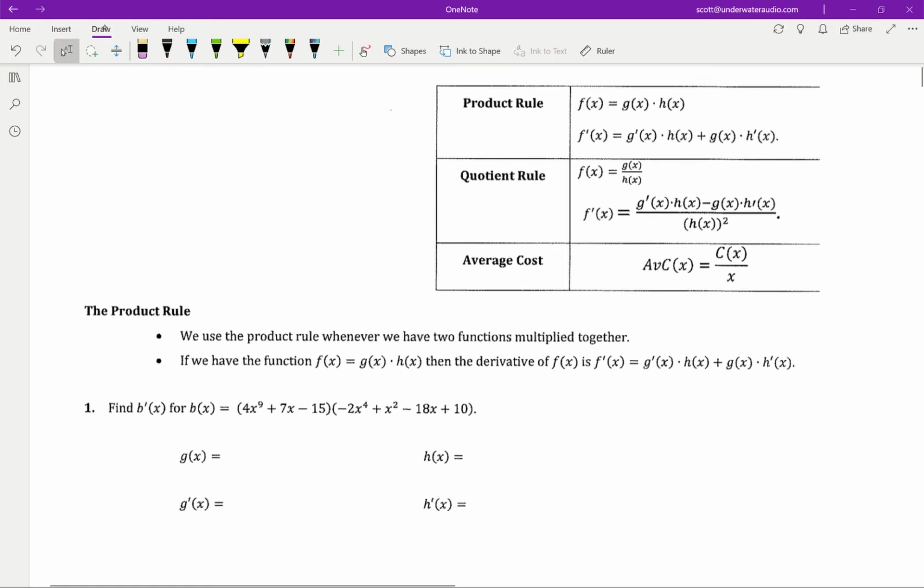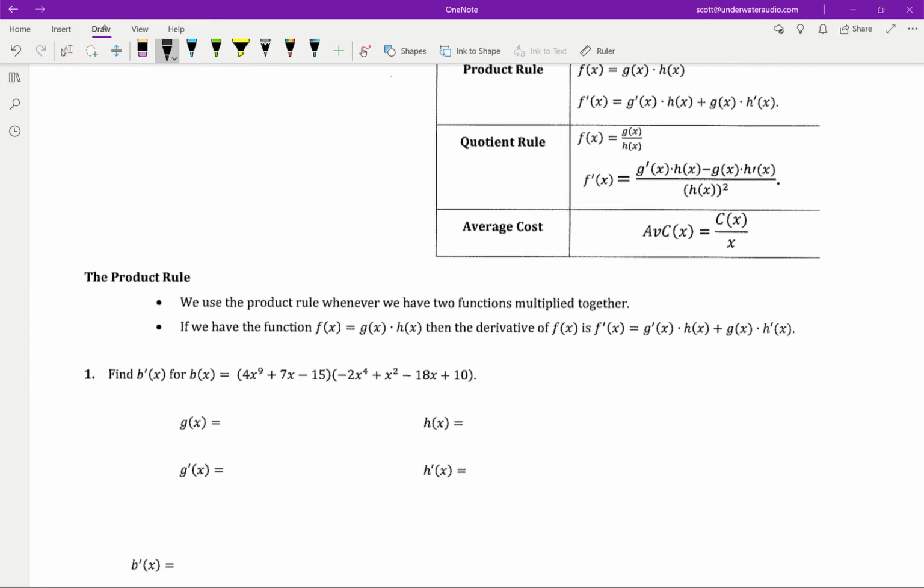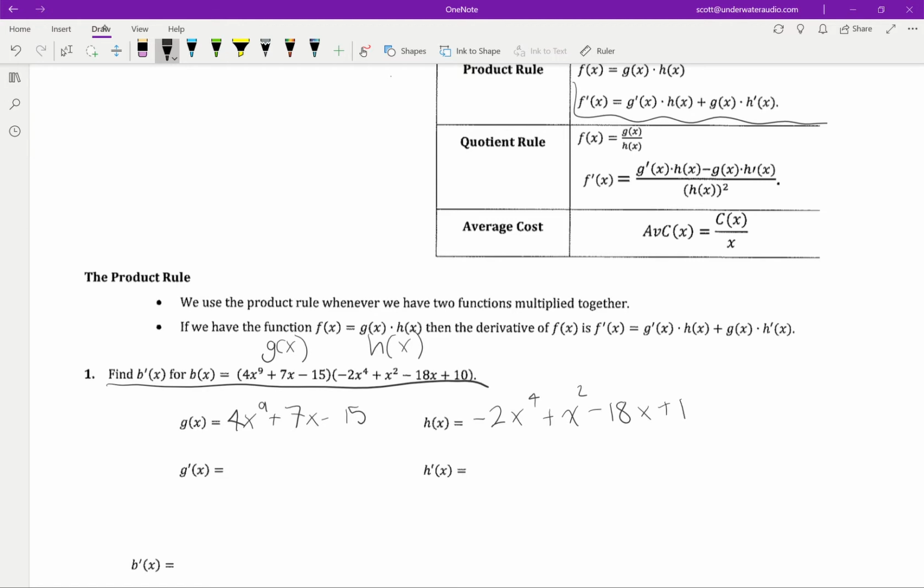So what I mean by that is for my first example, it would be nice if you could go, okay, that's two things multiplied together. What's the product rule? The product rule is this guy right here, and then do it together. So I've got a g of x here and an h of x here. So I will write that g of x is 4x to the 9th plus 7x minus 15. And h of x is minus 2x to the 4th plus x squared minus 18x plus 10.